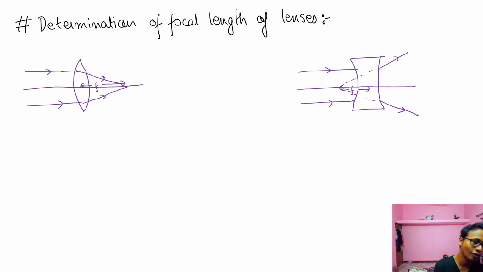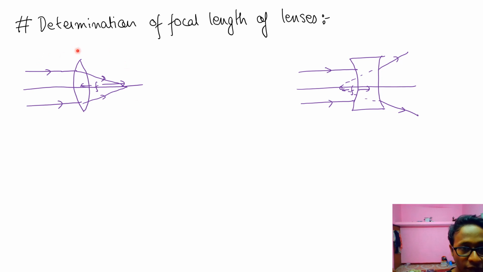So how to derive focal length? See, if we zoom in on this surface, this entire system of lenses is made up of surfaces, surface 1 and surface 2. So this entire system is made up of two refractions: refraction through surface 1, and refraction through surface 2.